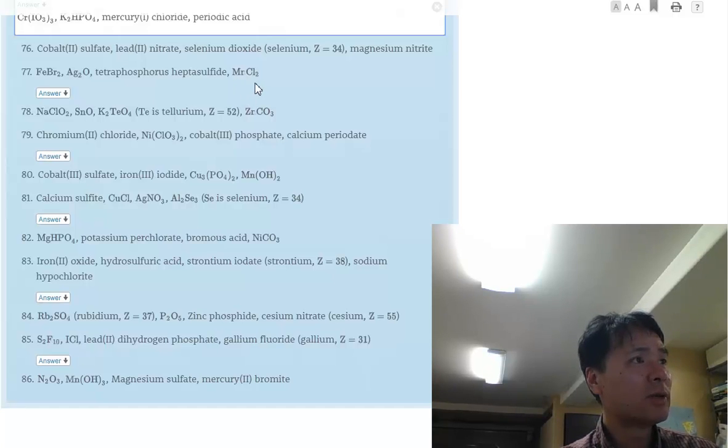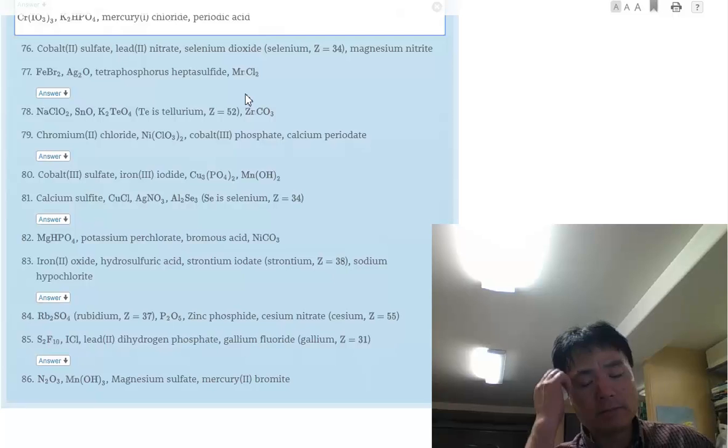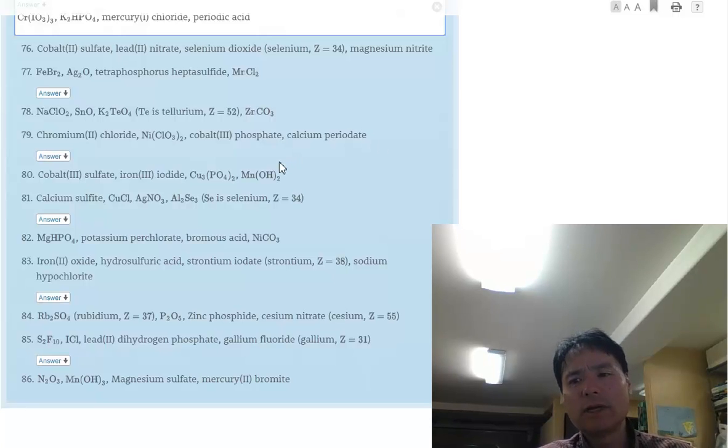And then MnCl2. Mn is manganese, although that looks like an R. Mn is manganese, and it's variable charge, so it's a 2, 3. And therefore that would be manganese 2 chloride. Manganese 2 chloride. Okay. And continue on here. Next, let's see. We got here.